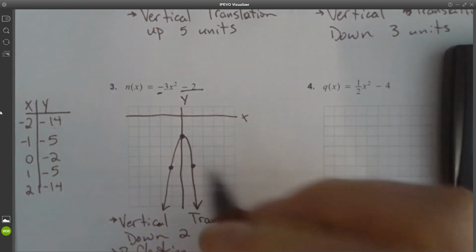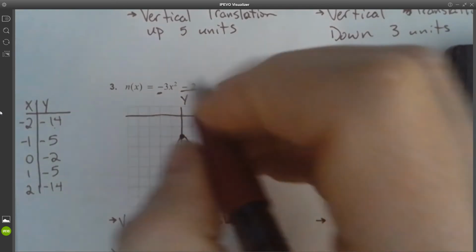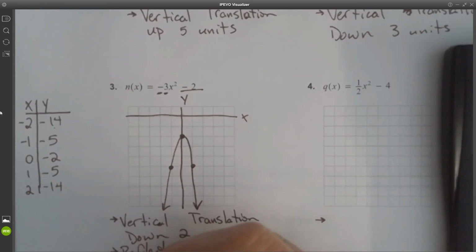And there's one more thing. This is a narrow parabola. I have a 3 in front of the x squared, so that is a vertical stretch by a factor of 3.